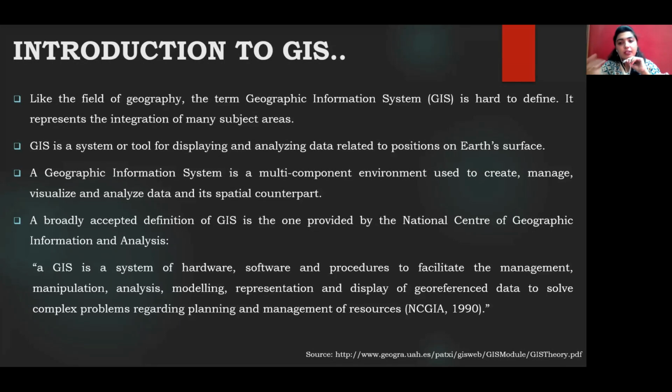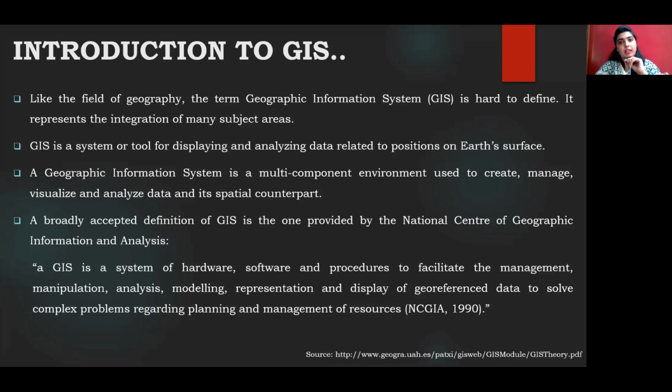So explaining what is geographic information system, it is nothing but a system or a tool for displaying and analyzing data related to the positions on the earth's surface. It's a multi-component environment used to create, manage, visualize and analyze data and its spatial counterpart.